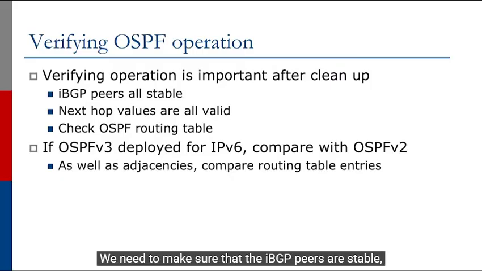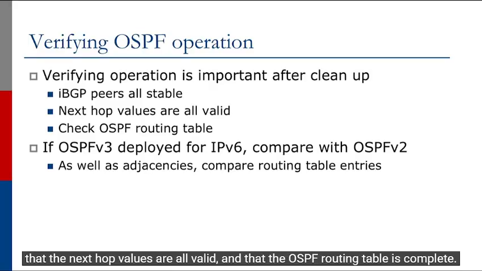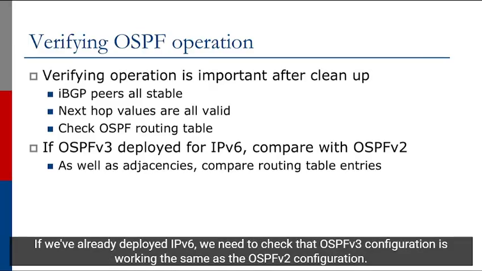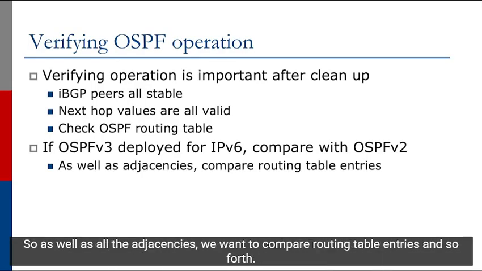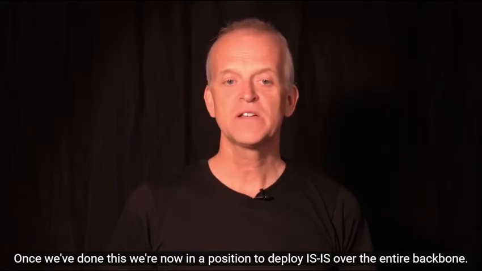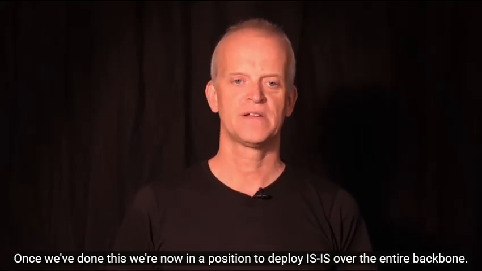We need to make sure that the IBGP peers are stable, that the next hop values are all valid, and that the OSPF routing table is complete. If we've already deployed IPv6, we need to check that the OSPFv3 configuration is working the same as the OSPFv2 configuration. So as well as all the adjacencies, we want to compare routing table entries and so forth. Once we've done this, we're now in a position to deploy ISIS over the entire backbone.